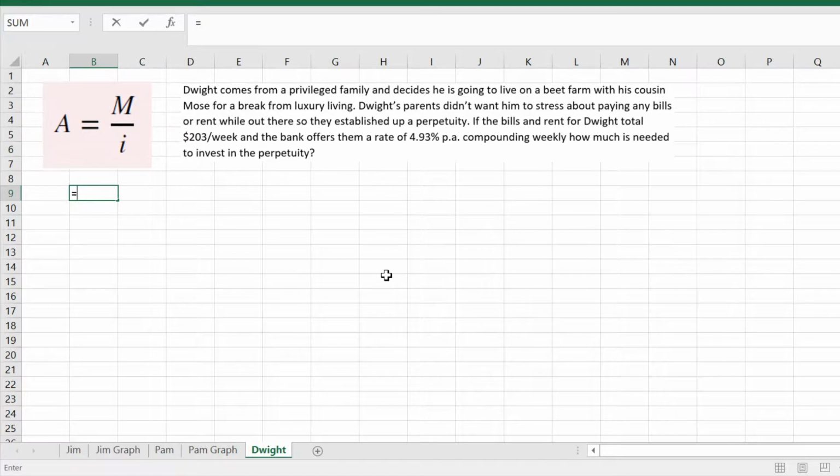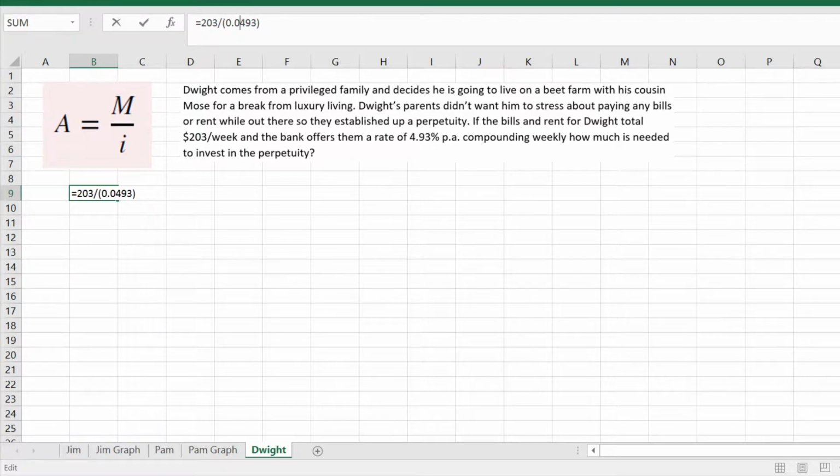So we know what the M value is, $203. Now, if you just divided that by an I value of 0.0493, you would be incorrect. If you did it this way, that's assuming that you have an interest rate of 4.93% per week. That is not the case at all. We have a rate of 4.93% per annum.